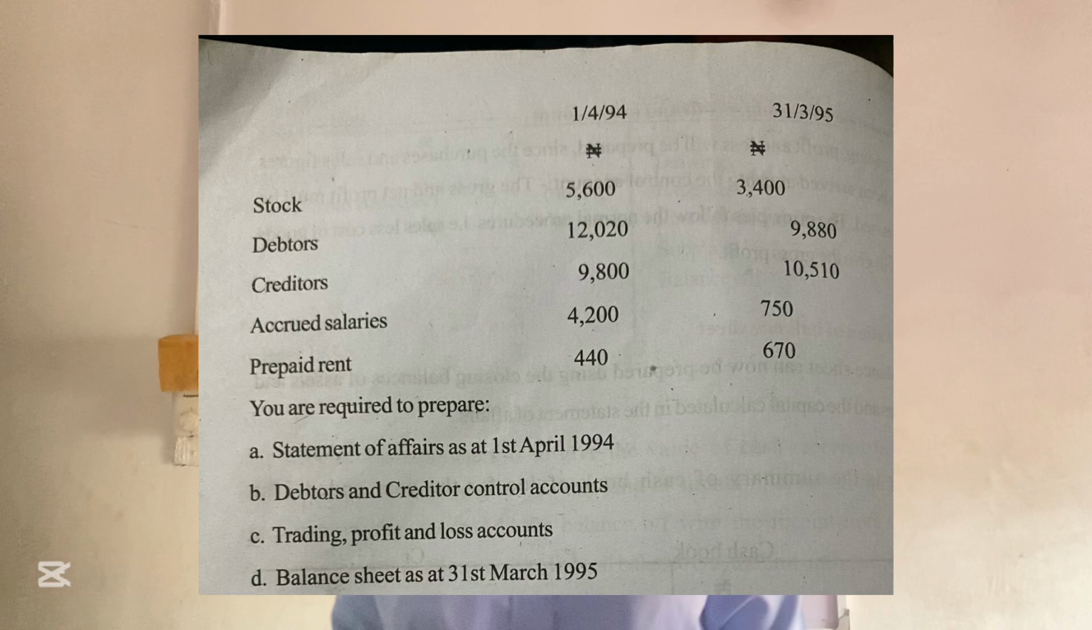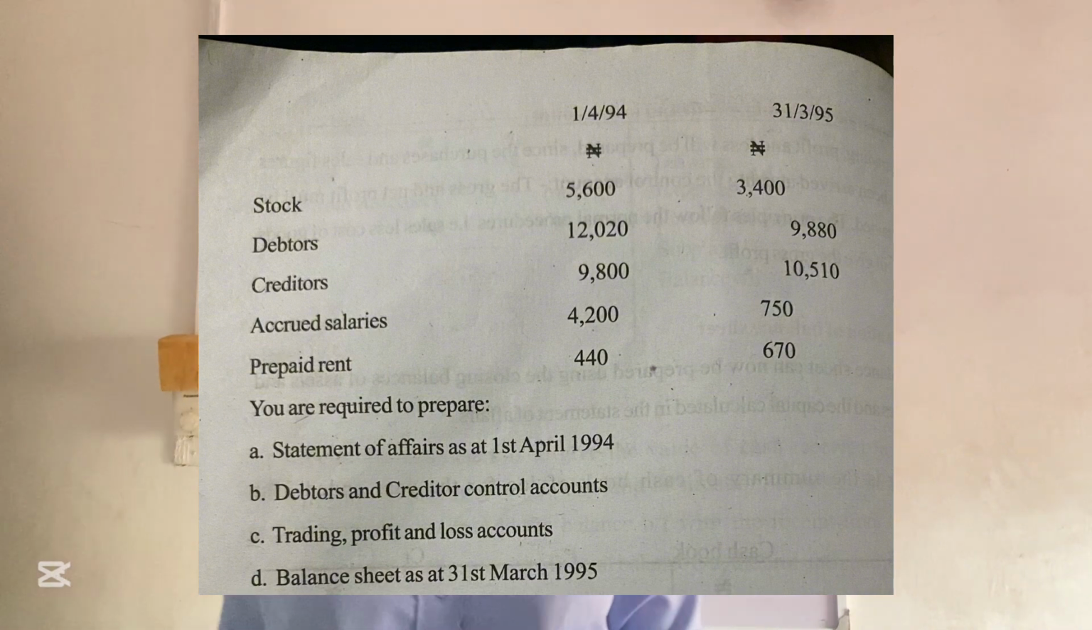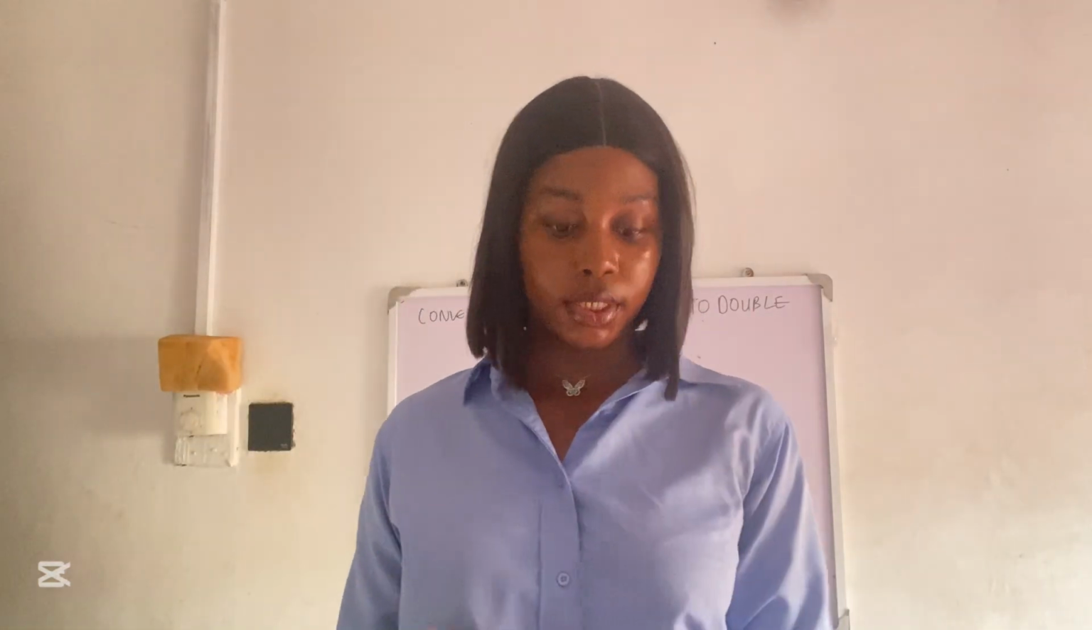You are required to prepare statement of affairs as at 1st of April 1994, your debtors and creditors control account, your trading profit and loss account, then your balance sheet. So you better be quick because this is going to be long.